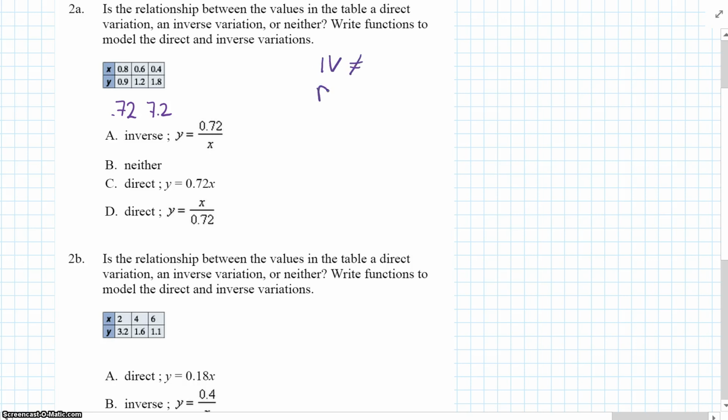All right. What about direct variation? They divide evenly into each other. Make fractions: 0.8 over 0.9 is not equal to 0.6 over 1.2. So it is not that either. So it is neither.